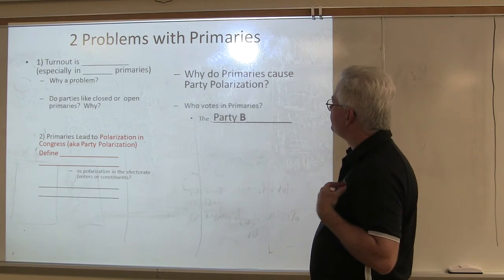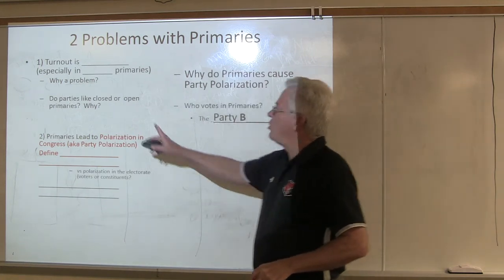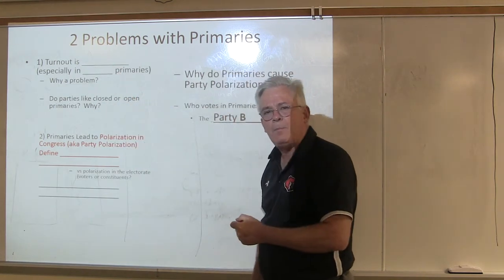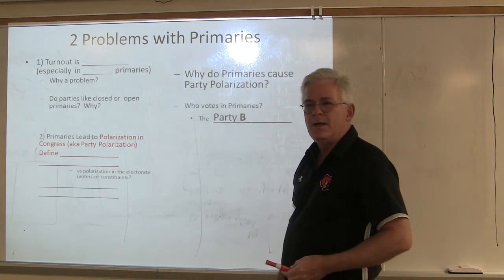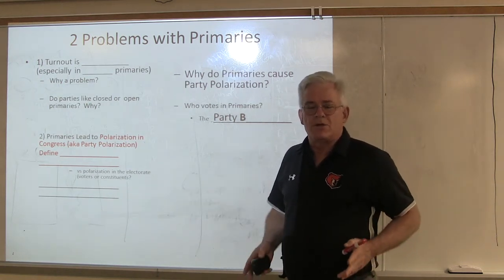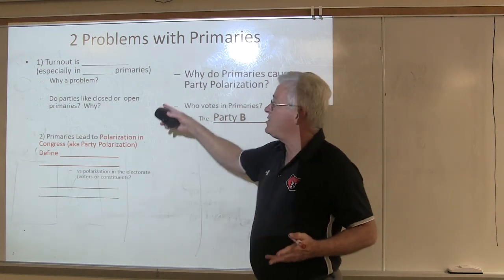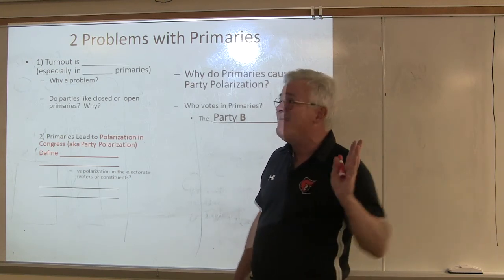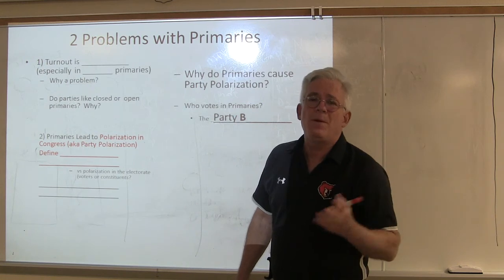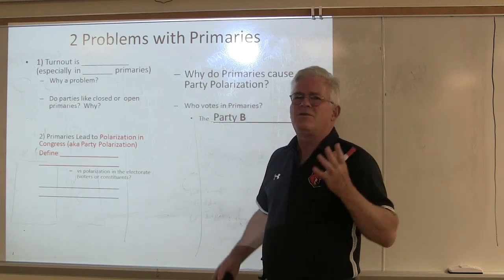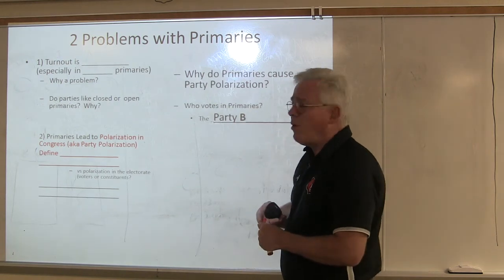Now, but because turnout is low, who shows up to vote in primaries? Is it like the regular, moderate, rational, reasonable people? Well, in a closed primary, most of those people are registered as independents and they can't even vote. Even in an open primary, most of the independents don't bother to vote. Who votes in a primary?